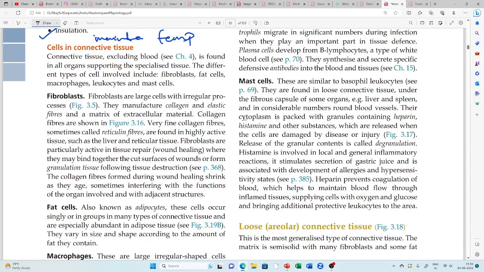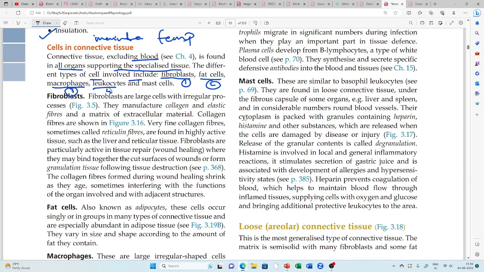Here, connective tissue, excluding blood, is found in all organs supporting the specialized tissue. The different types of cells involved in connective tissue are: first, fibroblast, one type of cell; the second is fat cell, the second type of cell; and third, macrophages, the third type of cell.